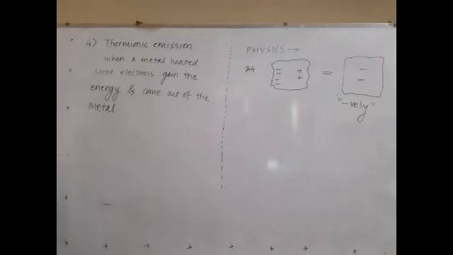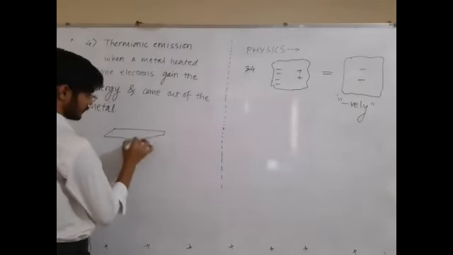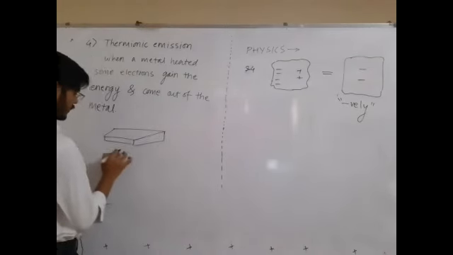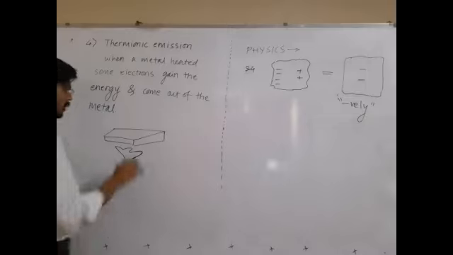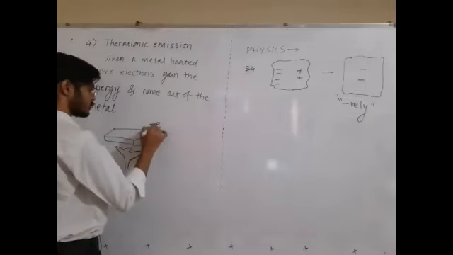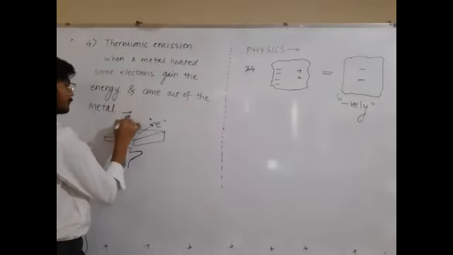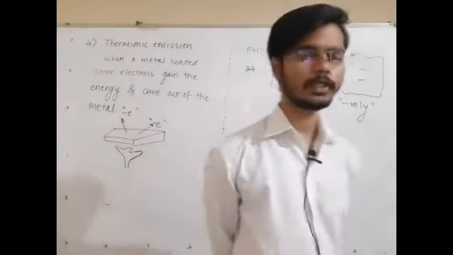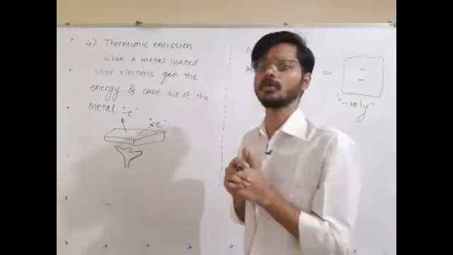This we have observed with some metals. Let's say this is a piece of metal, and we are heating the metal. Because of this heat, because of this thermal energy, electrons are coming out of this metal. Electron means negative charge. Initially the metal was neutral, but because of the heating, it has lost some of its electrons.